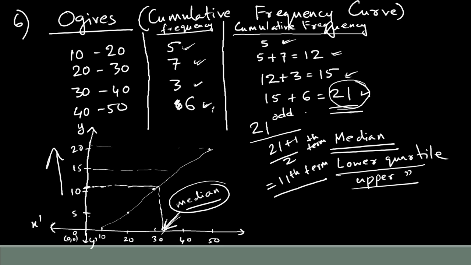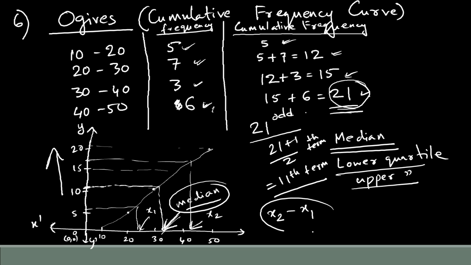Similarly, you can find the lower quartile somewhere here. You can draw it on the x-axis. You can find somewhere the upper quartile. You can draw it on the x-axis. Okay, and then they want you to find, let's say this one is x1, this one is x2, the interquartile range. You can do x2 minus x1. We will solve some problems like this, okay?